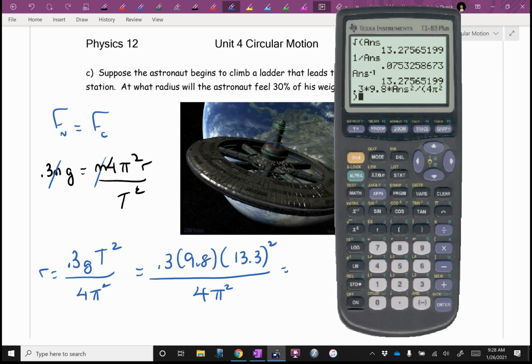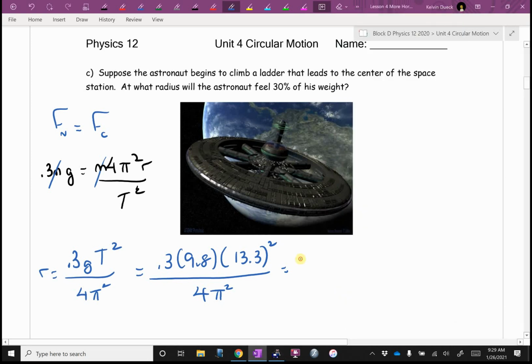What was the overall radius of the space station? So I know my answer's got to be less than 35 because I'm climbing up. Wow, it's always nice when something works out almost evenly with all these pies and things. You get 13.125, so 13.1. Little more than halfway back to the center.